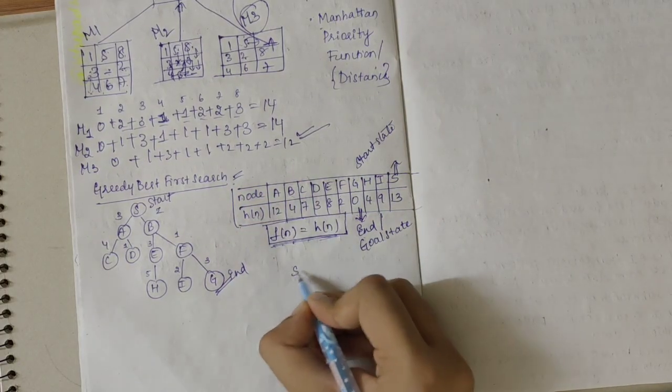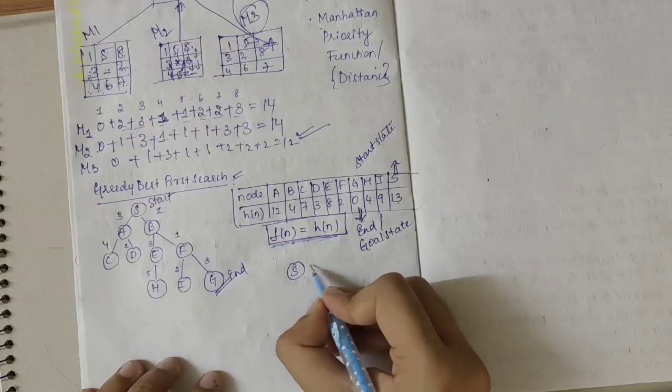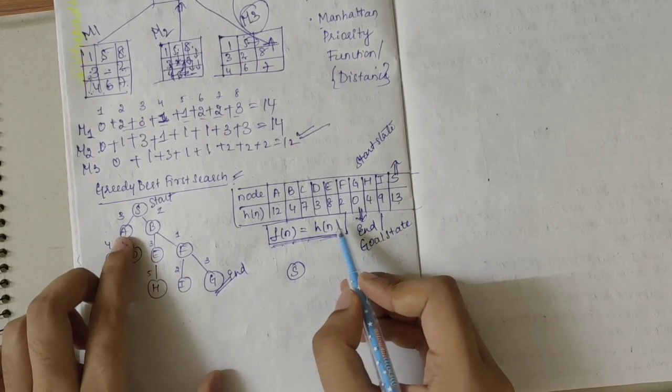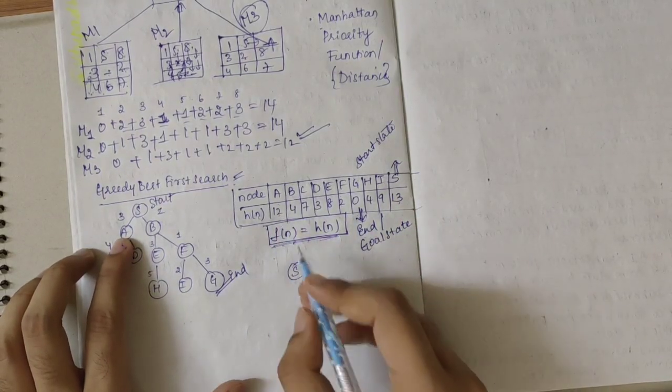So I'll start from S. S has h of n value 13. Then from S to A, for A I have how much? For A I have 12.